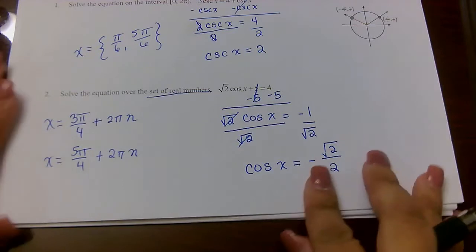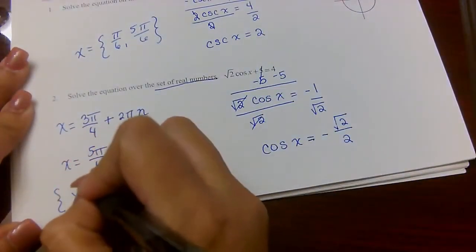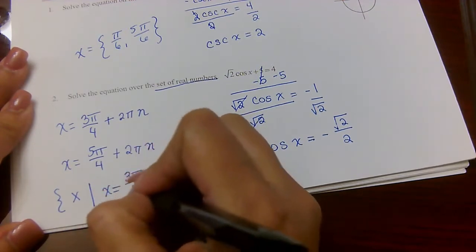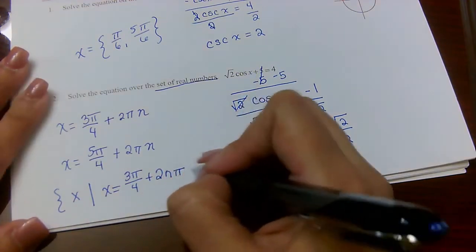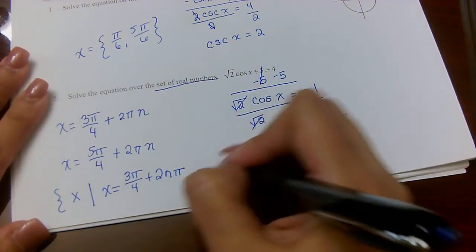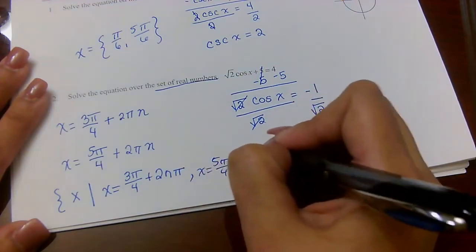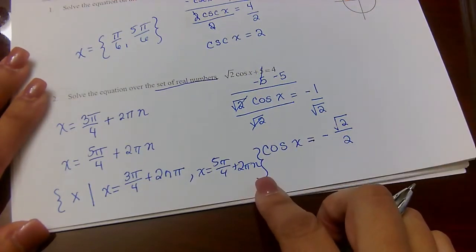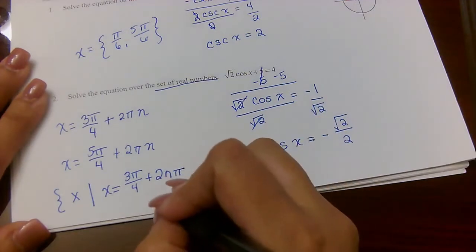The way that your book or Alex will show you will be written similar to this. X is equal to 3 pi over 4 plus 2n pi, comma, x equals 5 pi over 4 plus 2 pi n. And then close your brace. All right? N is any integer.